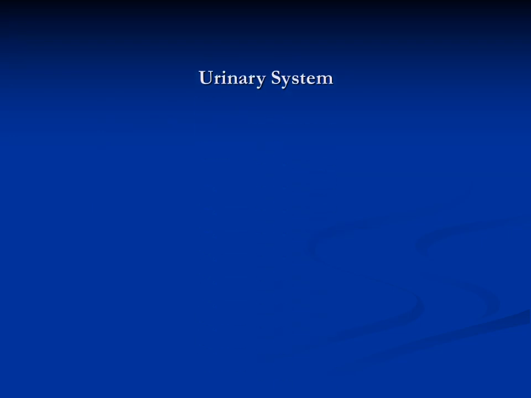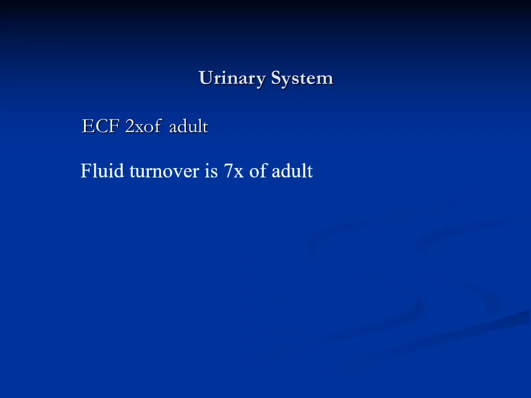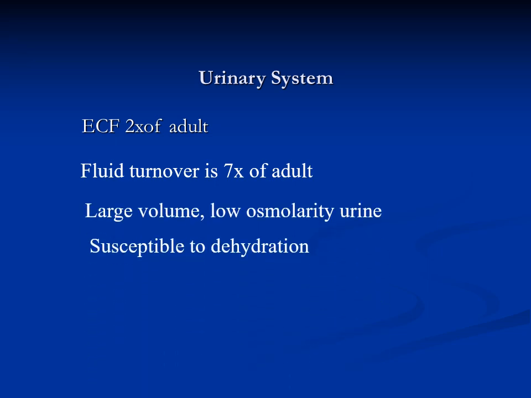The extracellular fluid volume of neonates is twice that of adults. The fluid turnover is also 7 times that of adults. They are susceptible to dehydration because of the large volume and low osmolarity of urine.